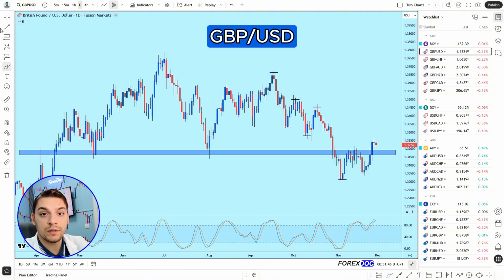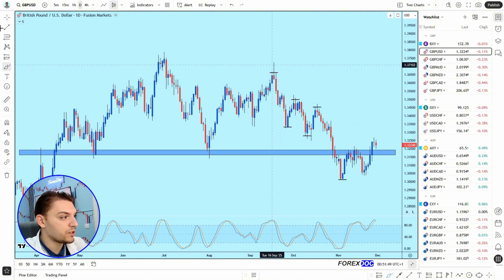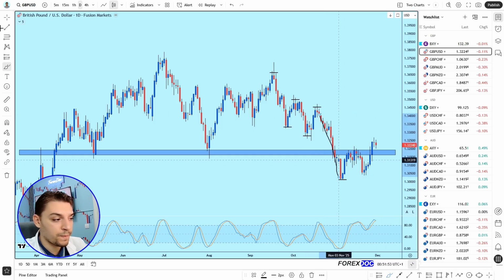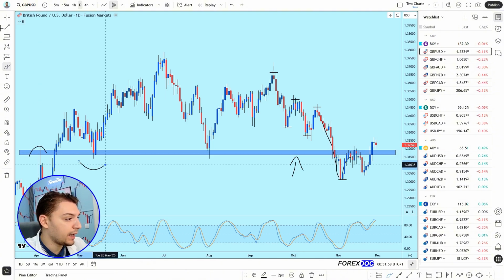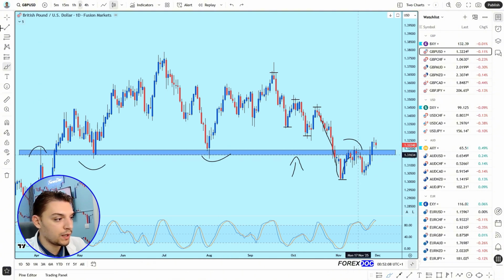This here is British pound US dollar, and what we can see here is that price formed this series of lower highs and lower lows and formed this very impulsive bearish move. Price then went up to retest this significant zone that acted both as a resistance and as a support. Price retested this zone with this bearish move, but actually we can see that it failed to break this previous low and it formed this strong bullish move to break this zone again.